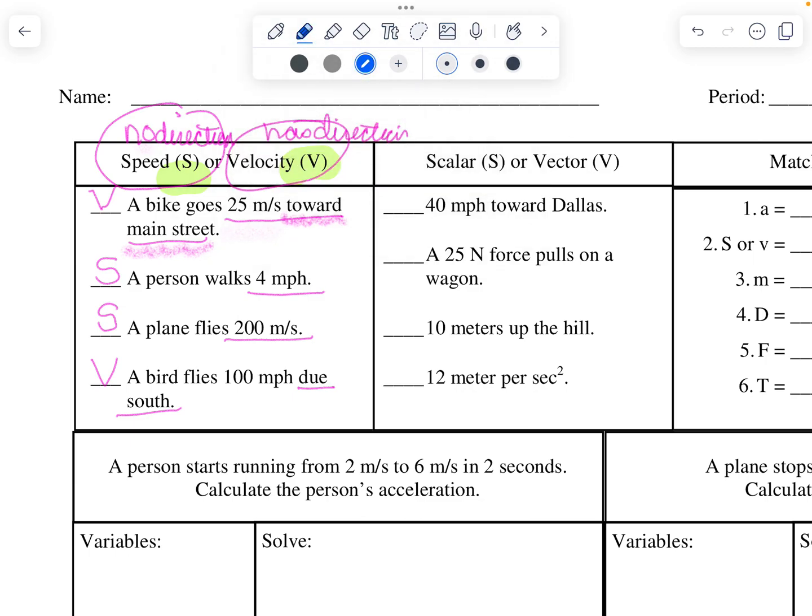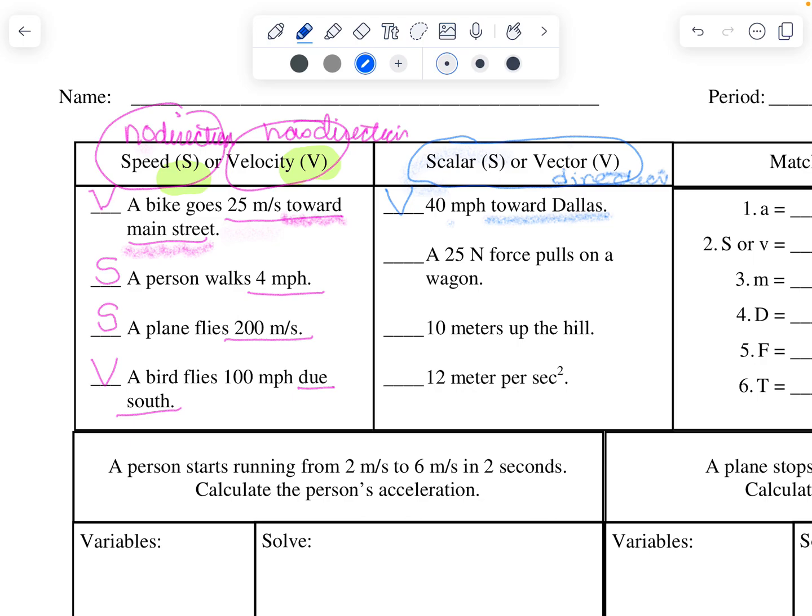Okay, next. More scalar or vector. Scalar or vector. Remember, vector will have direction. 40 miles per hour toward Dallas. That is an example of a direction. This is a vector.